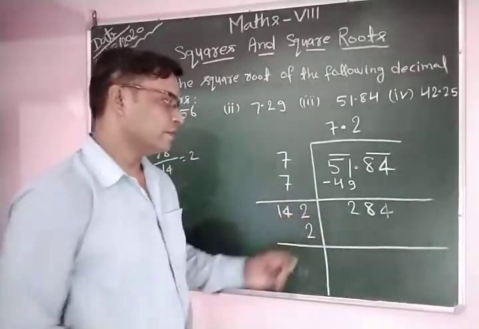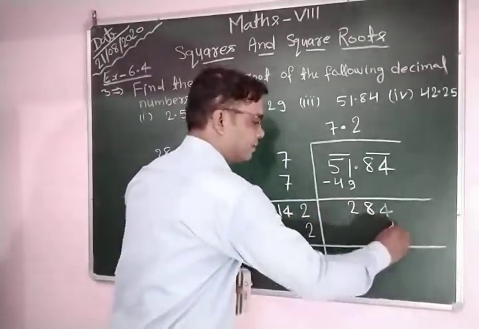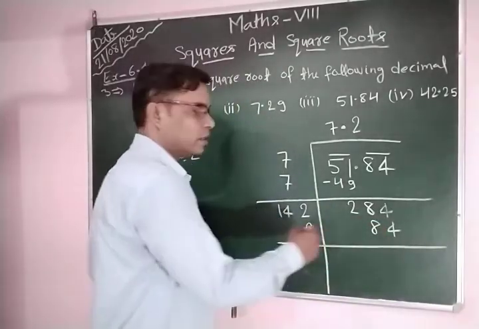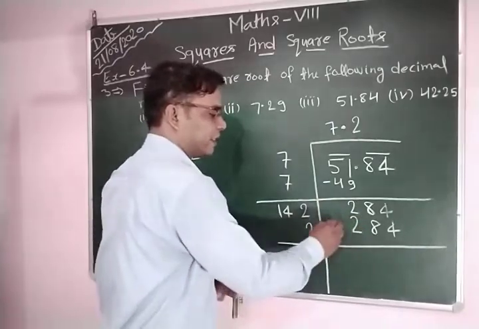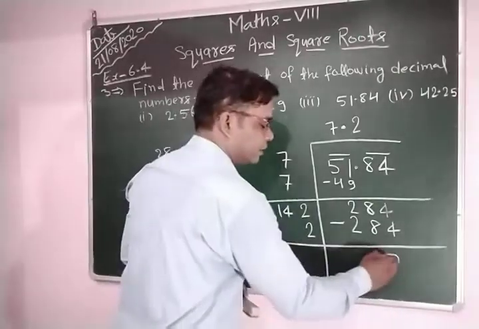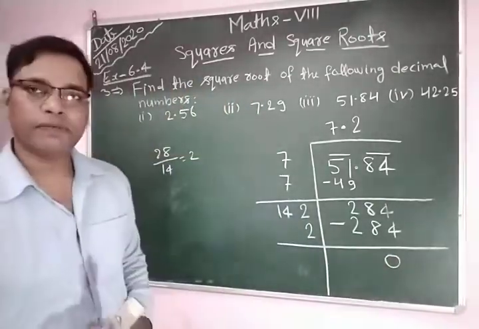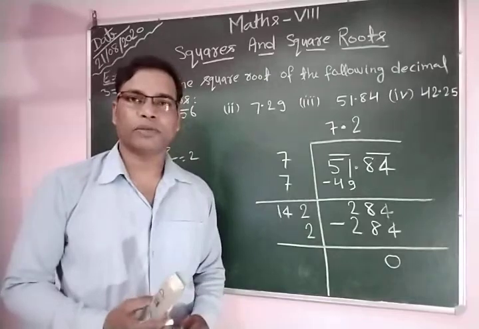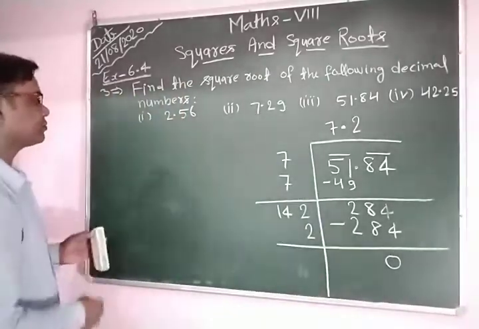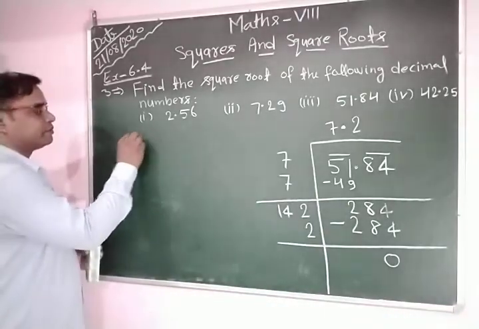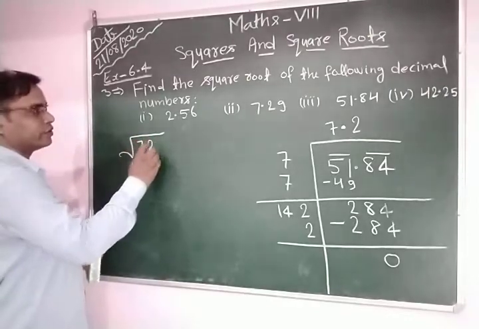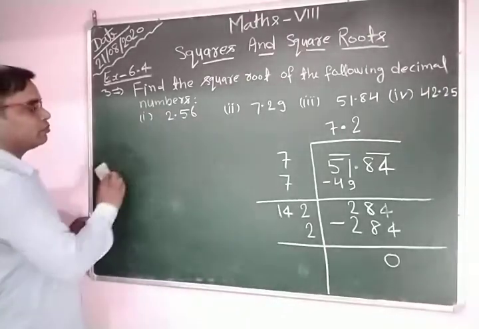If you multiply 142 by this 2, so 2 twos are 4, you can write here 4. After this 4 twos are 8. After this 2 ones are 2. Here you can write 2 and subtract them. If you subtract them, then you obtain 0 here. In this way, you can say the square root of 51.84 is 7.2. So you can write here the square root of 51.84 is 7.2.